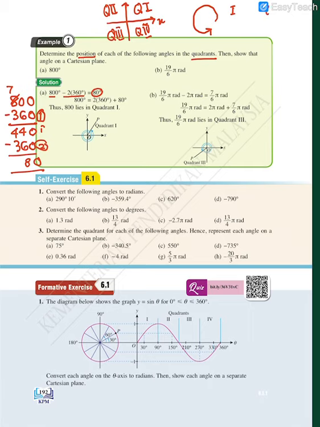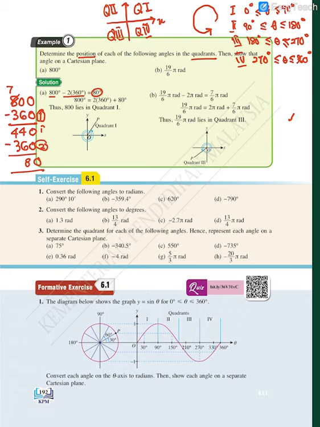Example, quadrant 1 is theta between 90 degree and 0 degree. Okay? Quadrant 2, ni dia termasuk, is between 90 degree and 180 degree. Quadrant 3, between 180 degree and 270 degree. And last one, quadrant 4 is between 270 degree and 360 degree. This is the basic range for each quadrant.